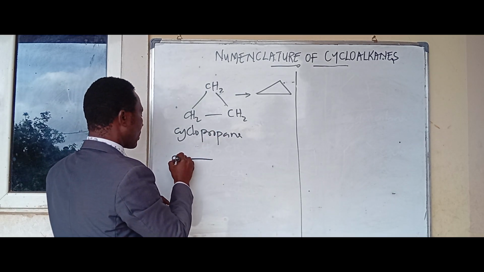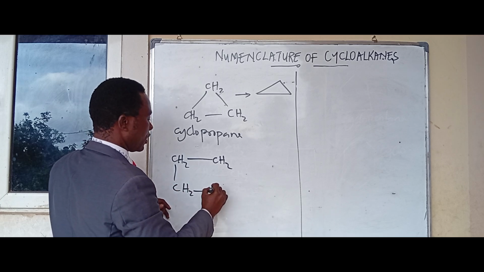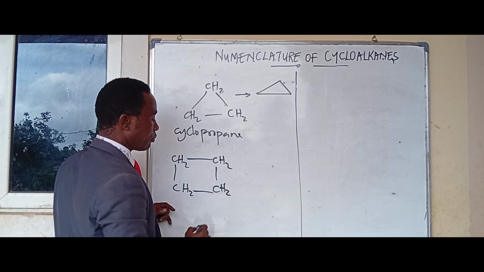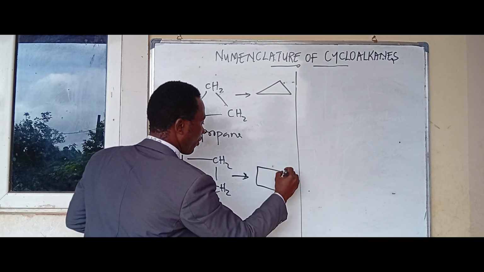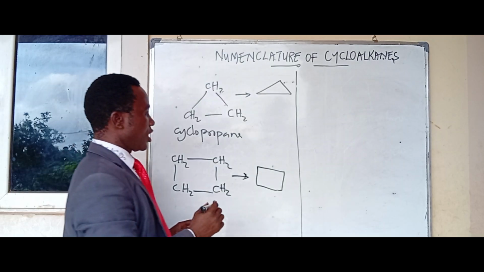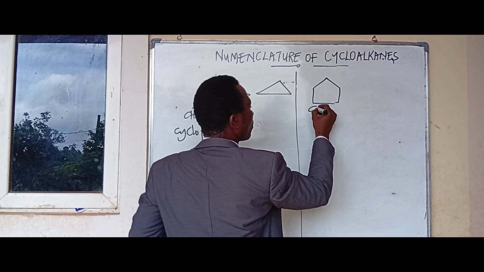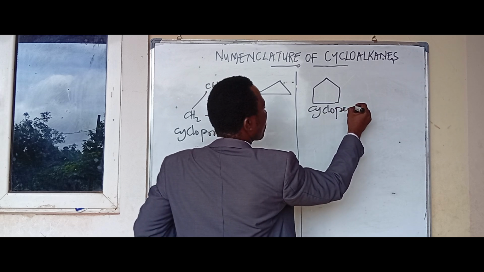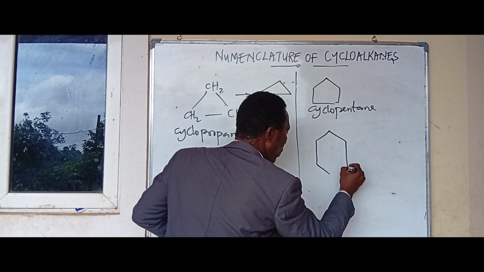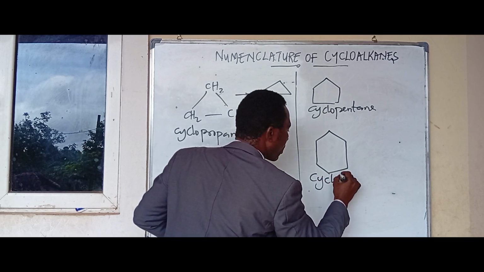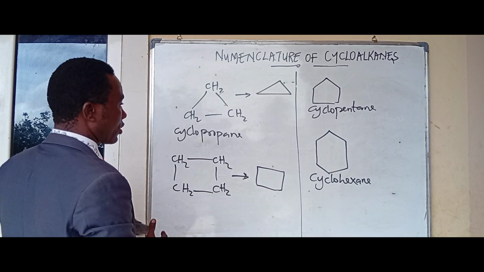Then if we increase the carbon atoms, we'll have cyclobutane. So this compound here is cyclobutane. Cyclobutane can also be written in this format. Then if we increase the carbon atoms, we can have cyclopentane. If the carbon atoms are increased more, we have cyclohexane. We can go on and on to increase the carbon atoms.